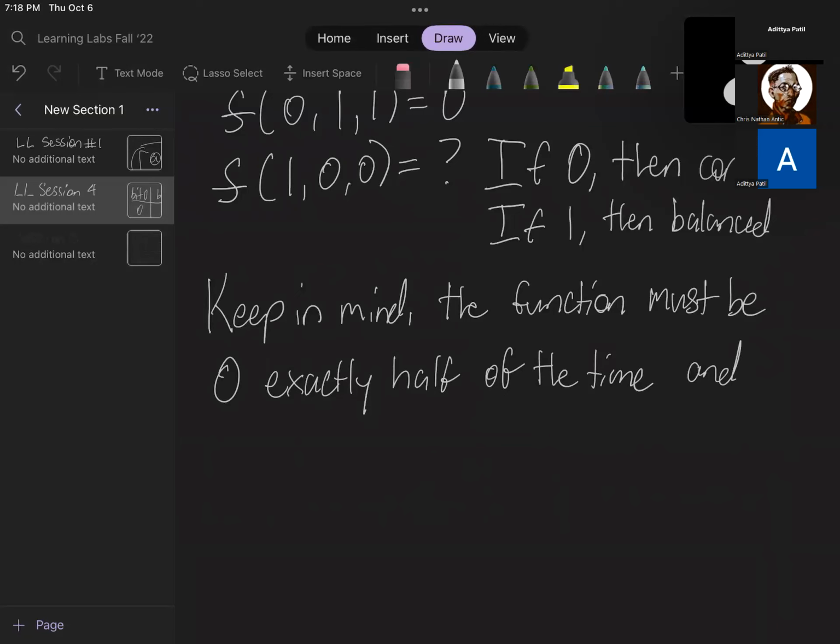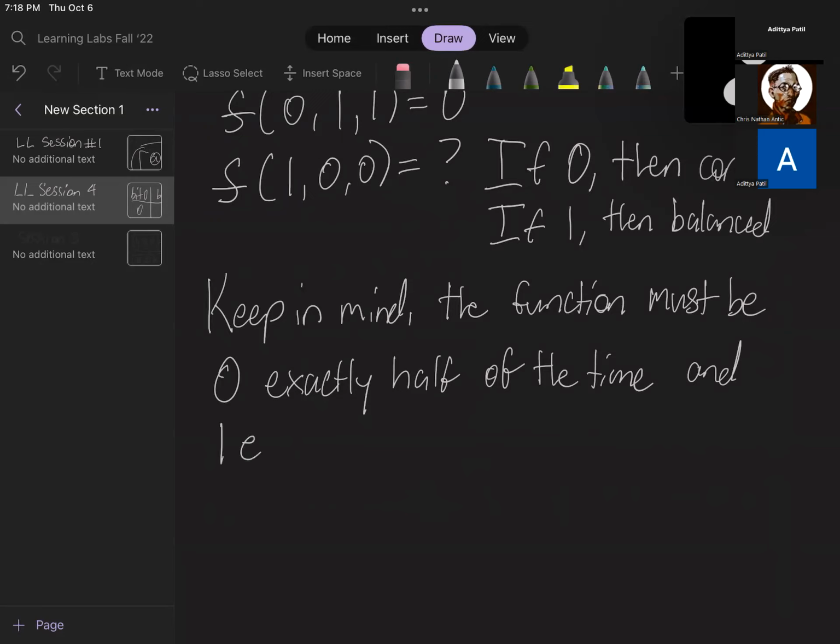But if it's not constant, the rest are 0, right? Because later on, we don't know this function. Does that make sense? So in this case, one of our constraints is we are assuming it is either balanced or constant and not really anything in between. That is an assumption we're making.